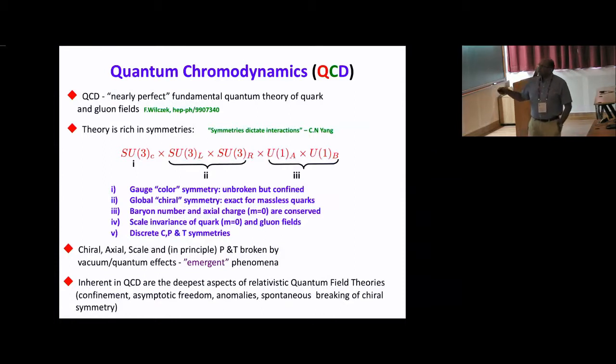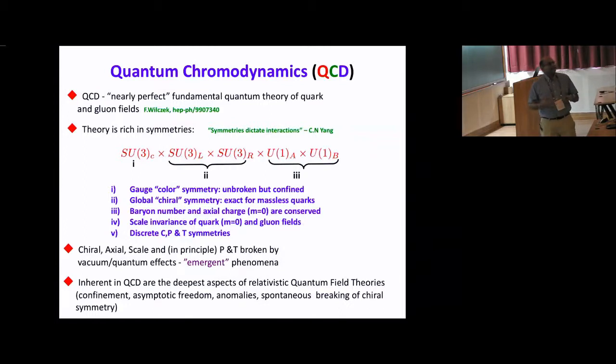And one of the things you appreciate when you think about this is that inherent in QCD are the deepest aspects of our modern understanding of nature, which is that of relativistic quantum field theories. And these are confinement. Who would have imagined that you could have objects which are elements of your Lagrangian but are not visible in your physical spectrum? That's QCD, right? Asymptotic freedom: charges become weakly interacting as they get closer and more strongly interacting at larger distance. Then the phenomenon of anomalies, okay?